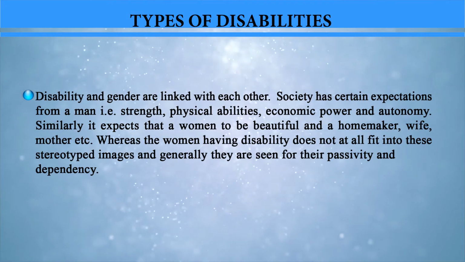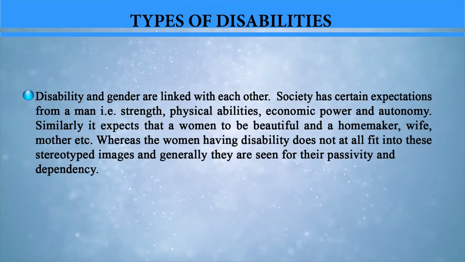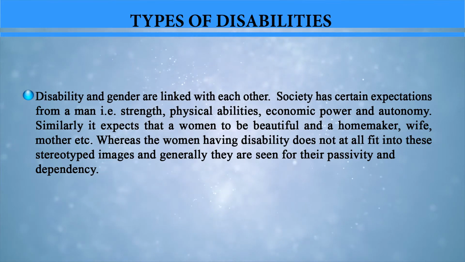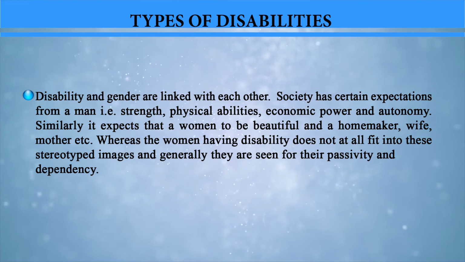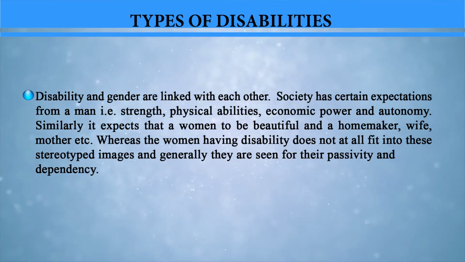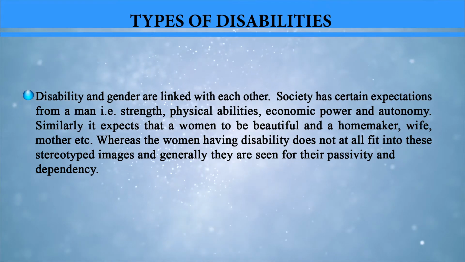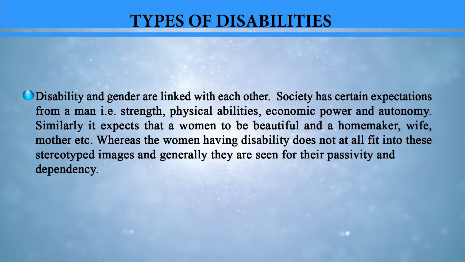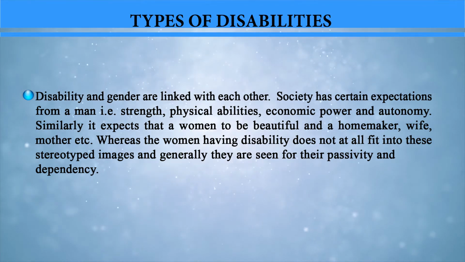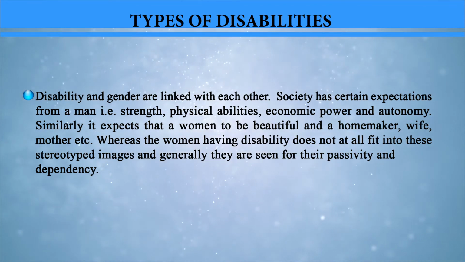Now let's talk about gender and disability. Disability and gender are linked with each other. Society has certain expectations from a man like strength, physical ability, economic power and autonomy. Similarly, from a woman, they expect that she should be beautiful and a homemaker, a wife, mother, and who would be able to do the household work.